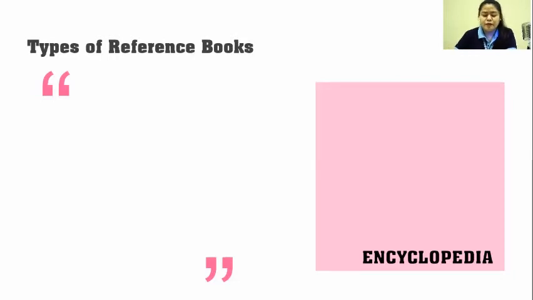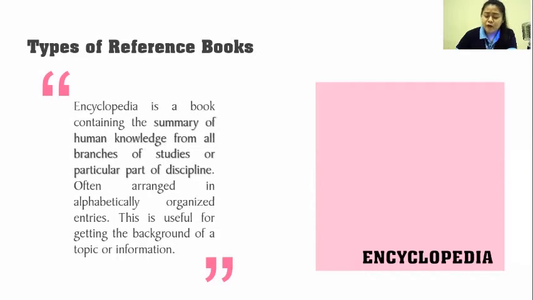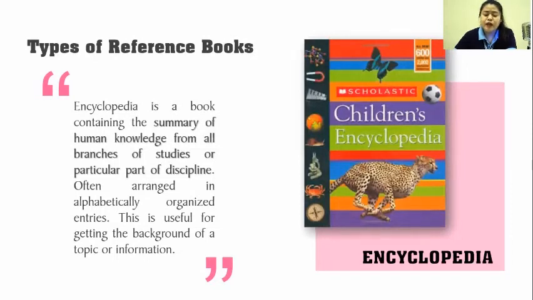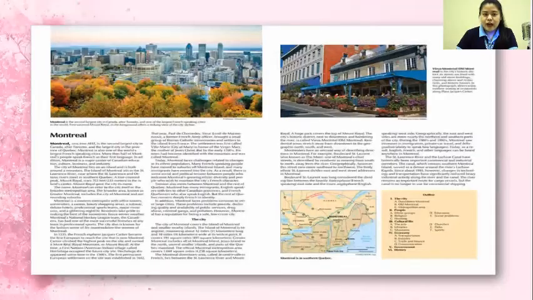Next is Encyclopedia. Encyclopedia is a type of reference that contains the summary of human knowledge from all branches of studies or particular part of discipline. Naka-arrange din po siya in alphabetical entries, pero unlike dictionaries na nakapokus sa linguistic information about words like definition, ang encyclopedia po mas detailed and nakapokus siya sa factual information concerning the subject. Useful siya kapag kailangan nyo ng background or overview about particular topic. Ayan po yung sample ng content ng encyclopedia.